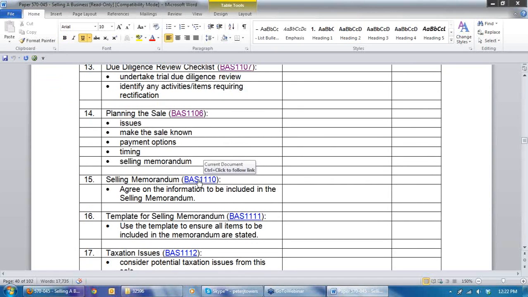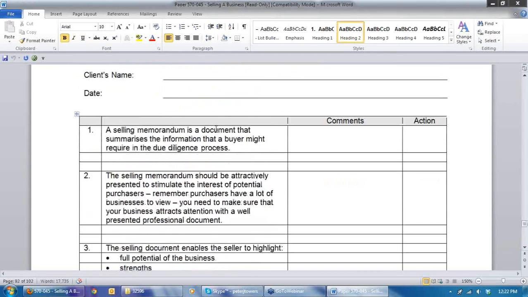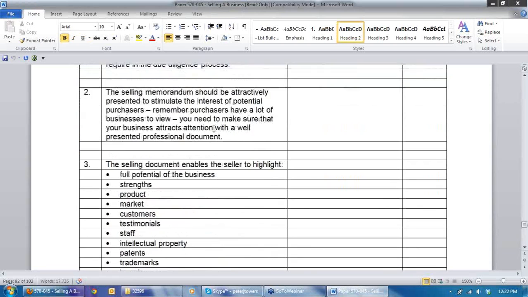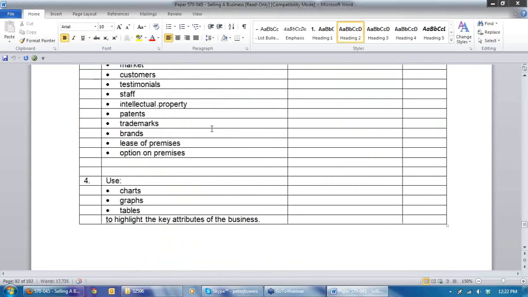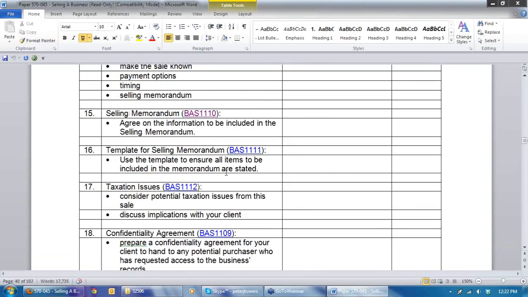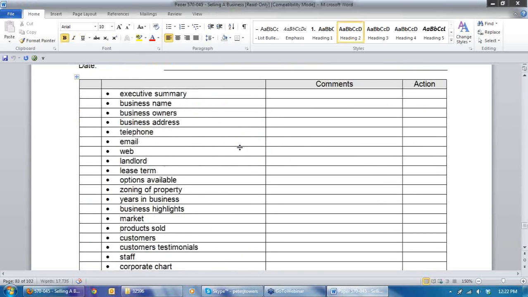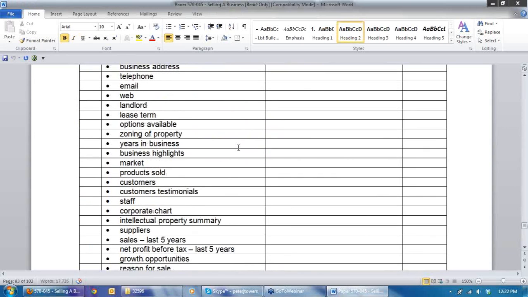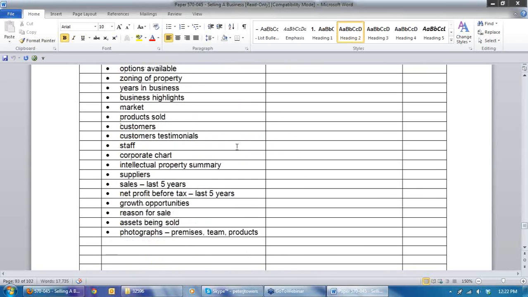If you're going to prepare a selling memorandum to produce a document to help sell the client's business, what would you include in it? So we have a checklist there to help you select the key items and the charts and the graphs and tables that you might care to include in such a document, so that you're then able to prepare a template for the document, and they're the key headings that we've included in there. And there may be some others for some particular businesses. You can add those.